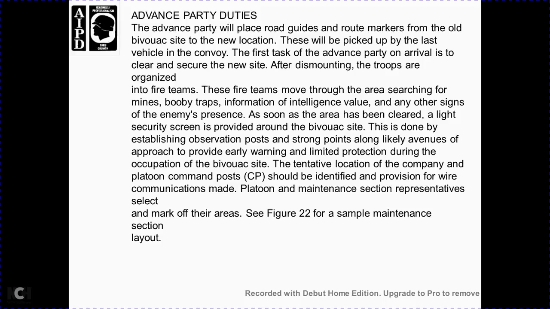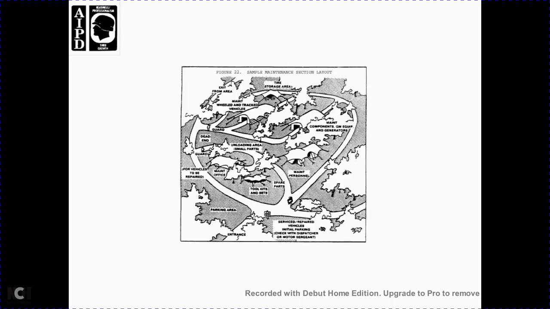The tentative location of the company and platoon command post should be identified, and provision for wire communications made. The platoon maintenance section representative selects and marks off the area. See Figure 22 for a sample maintenance section layout. Figure 22 shows you the sample maintenance section layout.